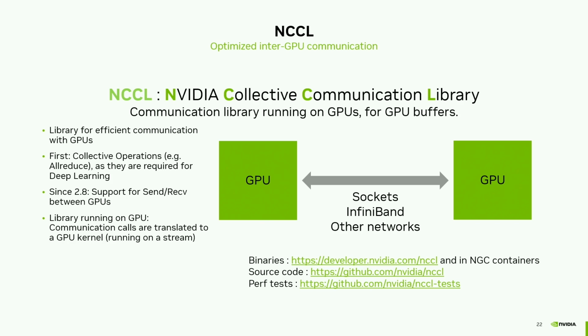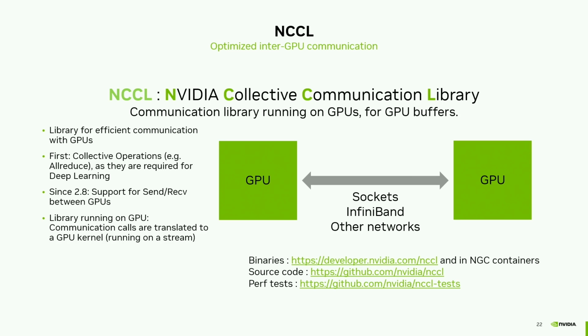Okay, let's switch gears and go to NCCL, the NVIDIA Collective Communications Library. It's a library for efficient communication with GPUs. It started off with collectives, for example all-reduce, as are required for data parallel deep learning. Since version 2.8, it also supports send-receives between GPUs, which allows you to effectively express arbitrary communication patterns, including all-to-all, all-to-all-V, and so on.